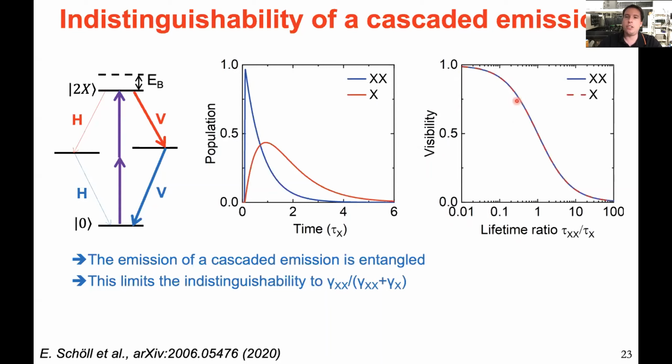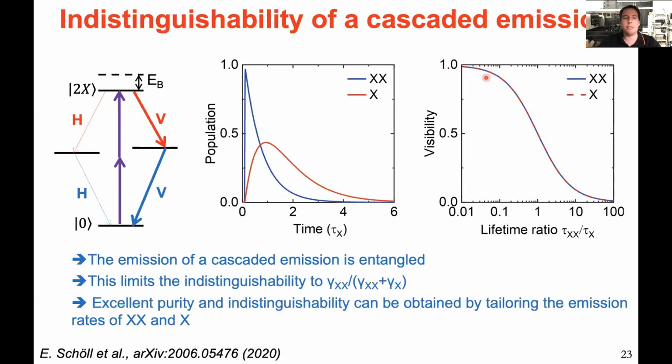66%. But if you now use quantum engineering to play around with the emission rate, in particular, strongly enhancing the biexciton emission rate while keeping the exciton emission constant, or even better, strongly enhancing the biexciton emission rate while slowing down the emission of the exciton state, this allows you, for lifetime ratios larger than 10:1, to achieve more than 90% indistinguishability. So excellent purity and indistinguishability can be obtained by tailoring the emission rates of the biexciton and of the exciton.